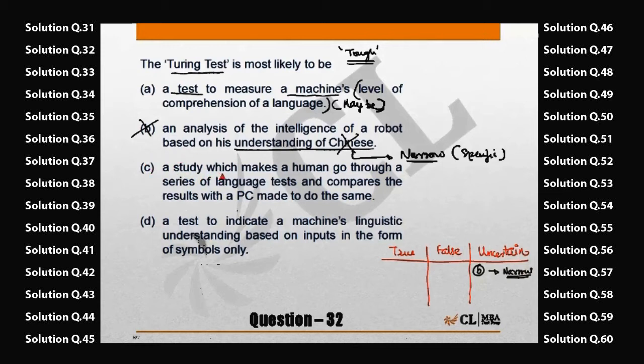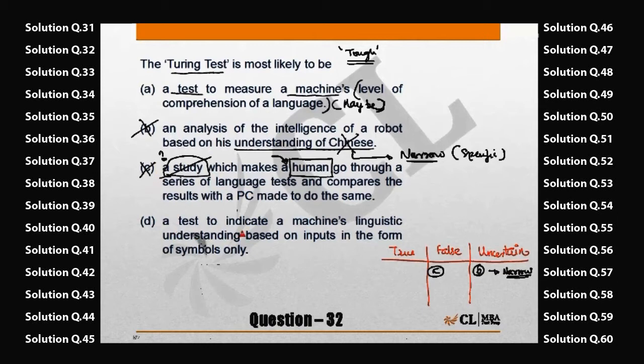C. A study which makes a human go through a. First of all, this would make it false very clearly. Second of all, this would make it false because all we know is Turing test is used on devices. So where does human come in the picture? So very clearly we could say that option C would be a false answer choice. We know that it will be incorrect definitely. So C is not the answer.